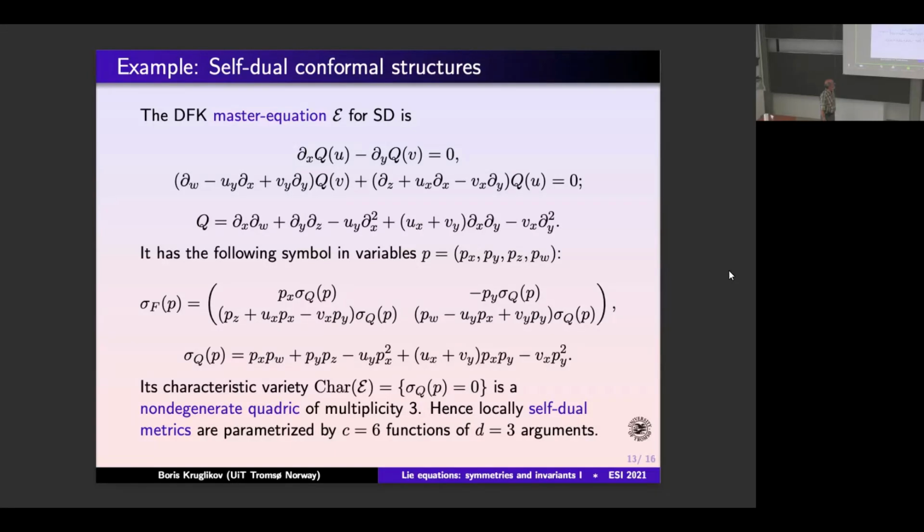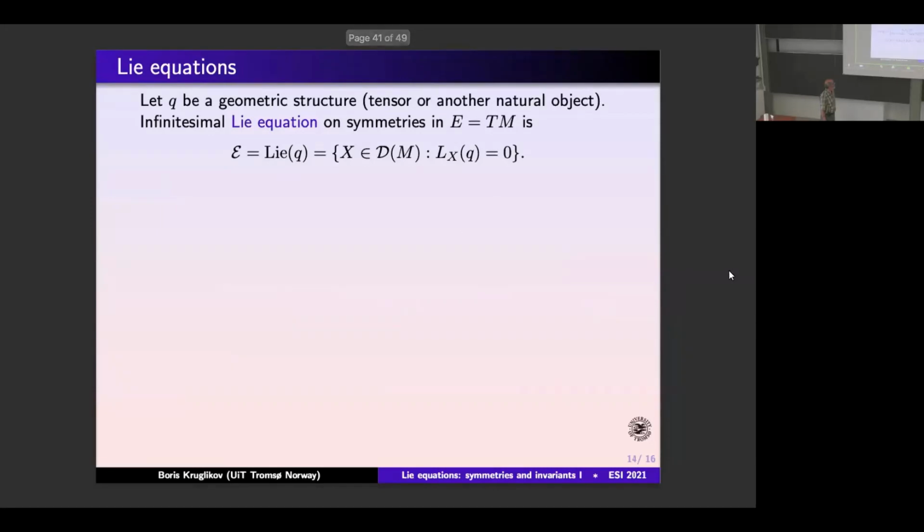Each solution U, V gives you a conformal structure. You just go and read it off, because if you know the null cone, you know your conformal structure. It is self-dual.